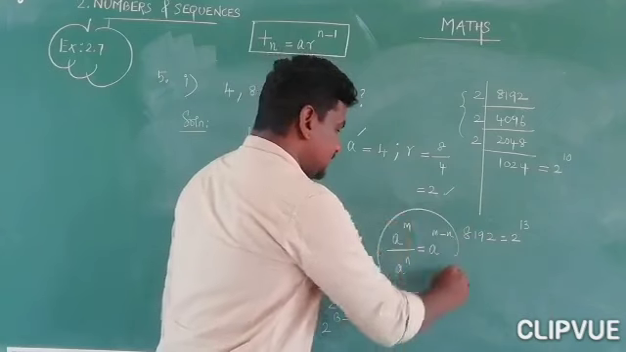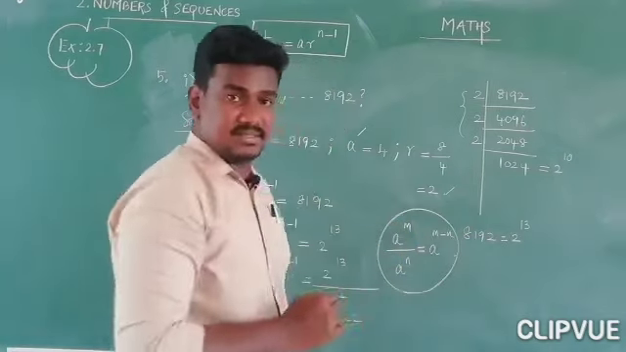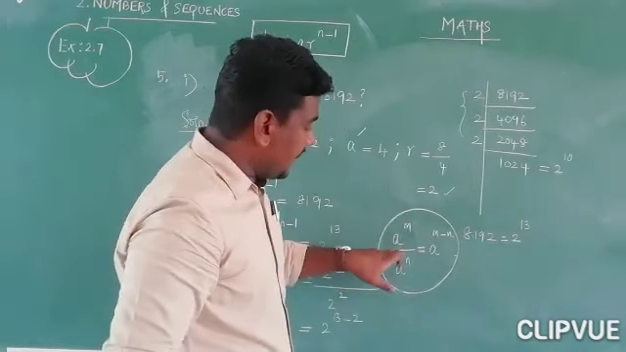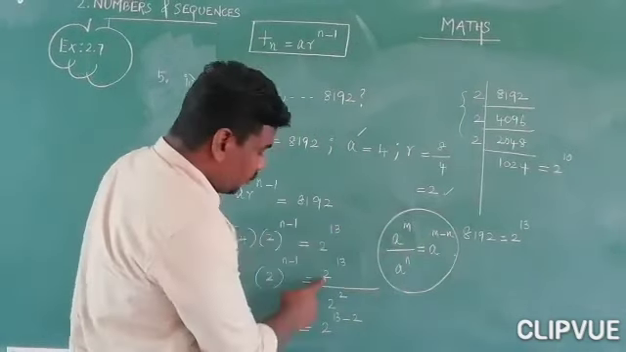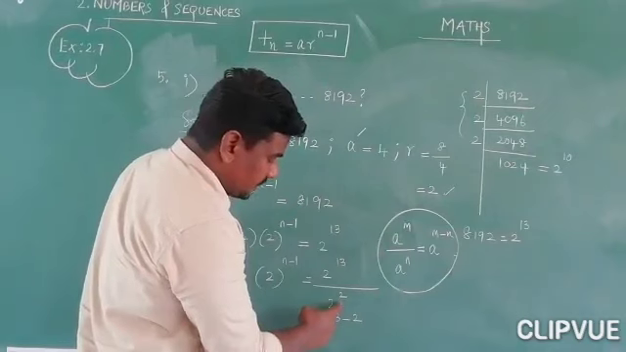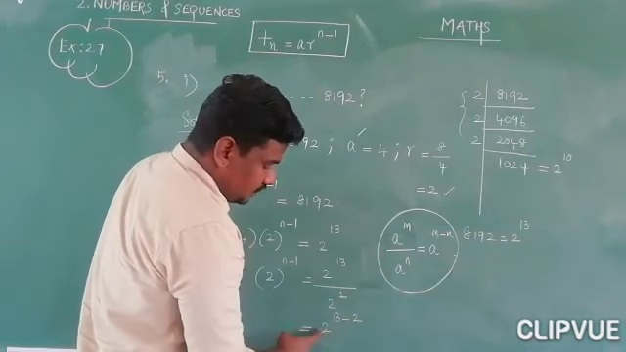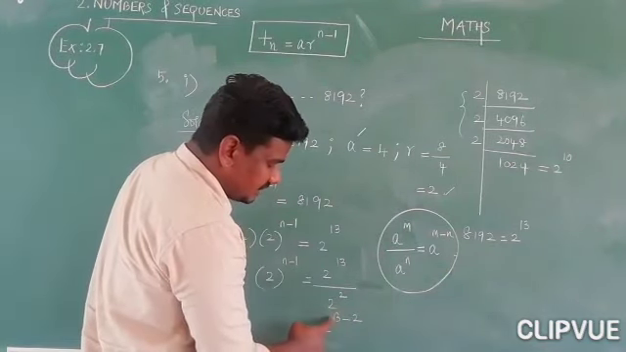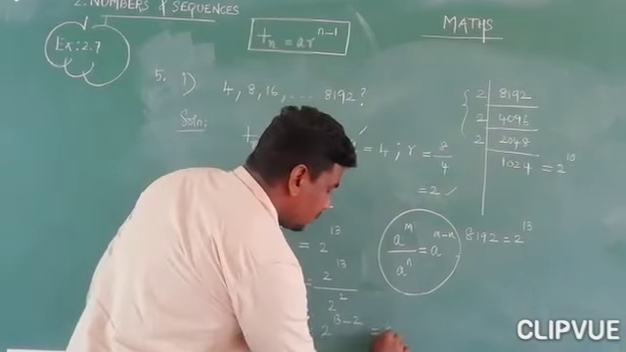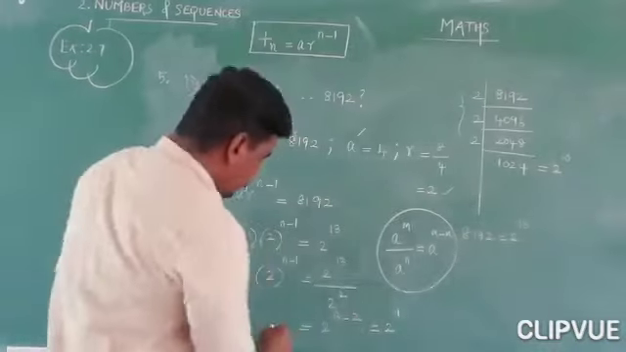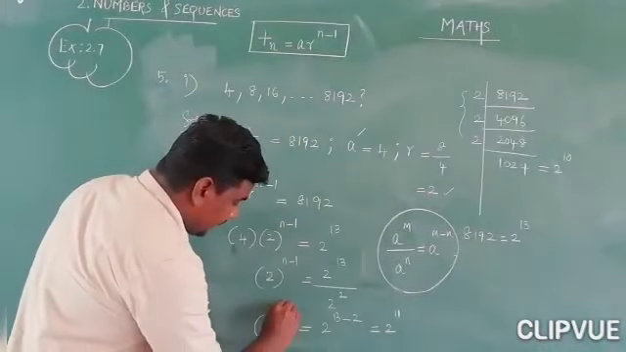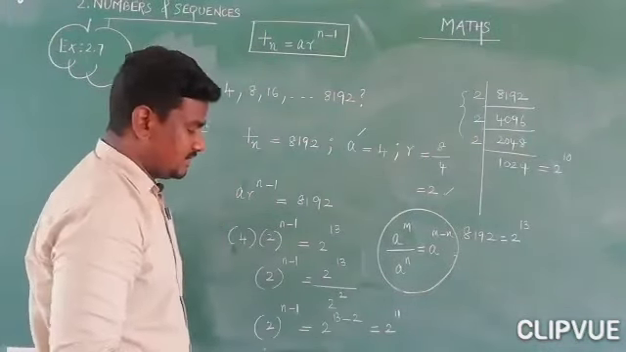You have learned this law of exponents: a power m divided by a power n is equal to a power m minus n. So 2 power 13 divided by 2 power 2. The bases are the same, so 13 minus 2. What do we get? 2 power 13 minus 2 gives 11, which is equal to 2 power n minus 1.